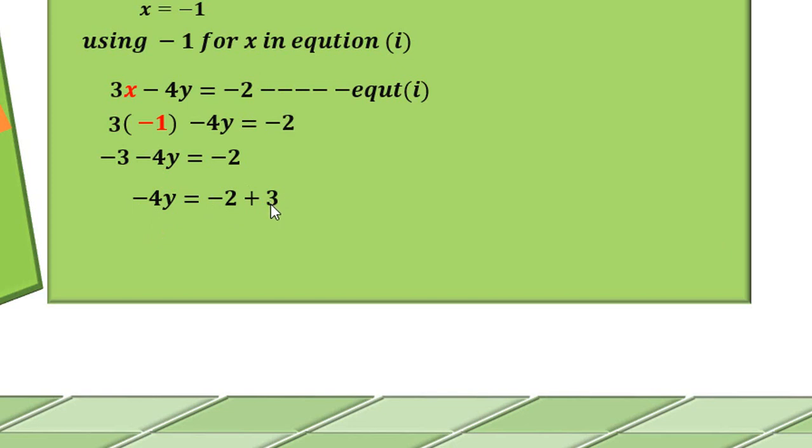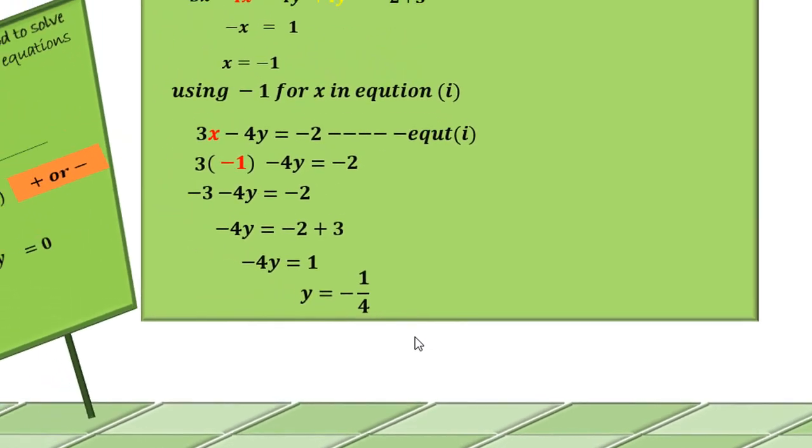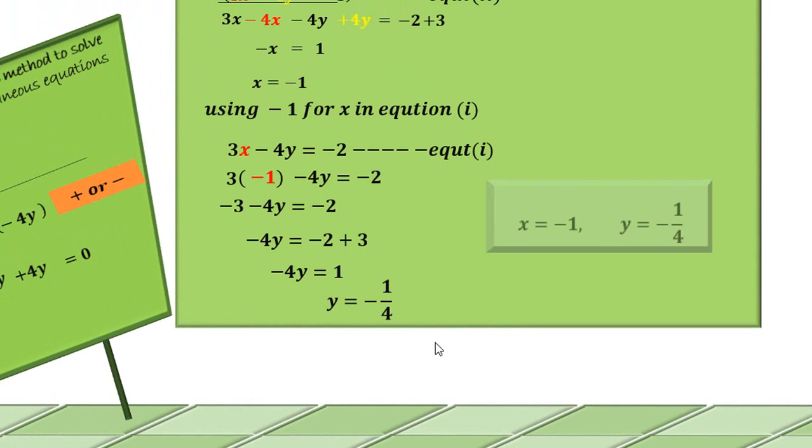So you can now say your minus 4y equals positive 1. So it means that y equals minus 1 over 4. The value of your y equals what? Minus 1 over 4. Very interesting. So the value of x equals minus 1 and the value of y equals minus 1 over 4. Simple.